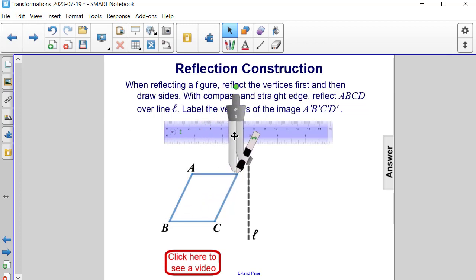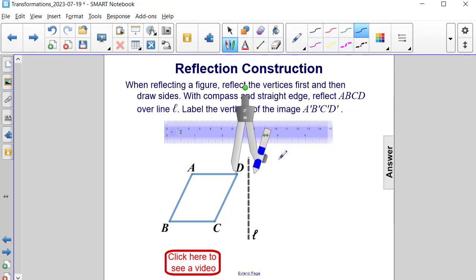Let's go with point D because it is the one that is closest. So we'll put the tip of the compass right at point D, and we'll extend it out so that it is just beyond the line of reflection L. And I'm going to change the color so that it doesn't conflict with the line of reflection, which is black. And we first draw this bigger arc because we're creating a perpendicular line to the line of reflection in order to get the reflection location accurate.